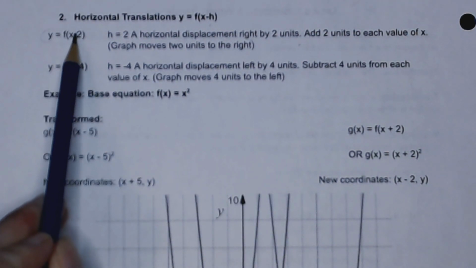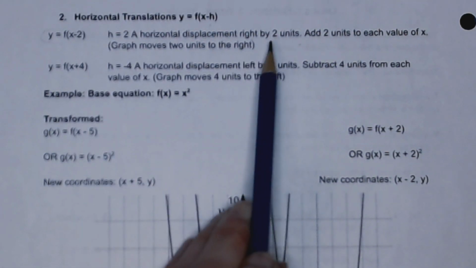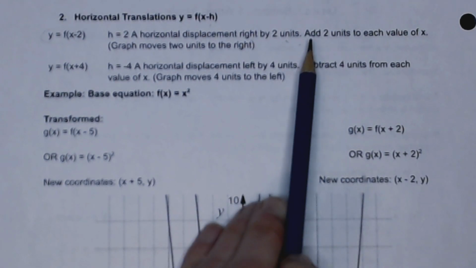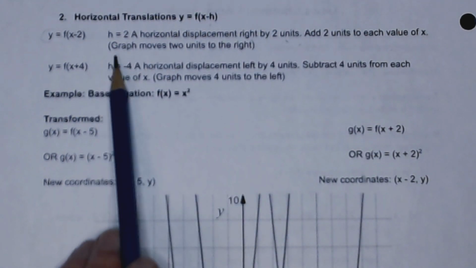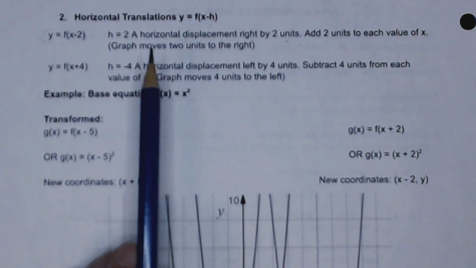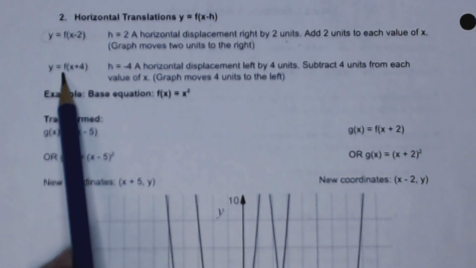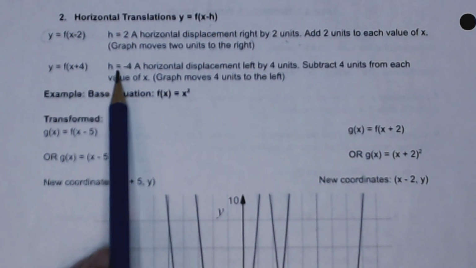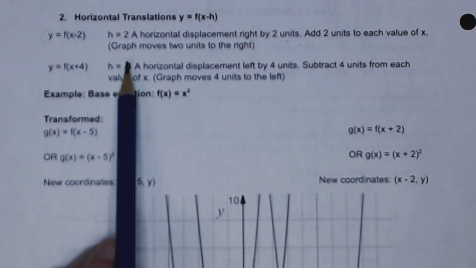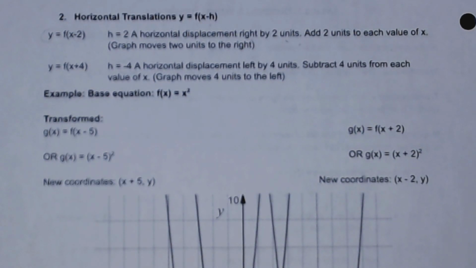So notice when this is negative, we're moving right. What we're going to do is add 2 units to each value of x. The graph moves 2 units to the right. Now in this one, we have y is equal to f of x plus 4. h is equal to -4. When we're moving in the negative direction, we're moving towards the left.